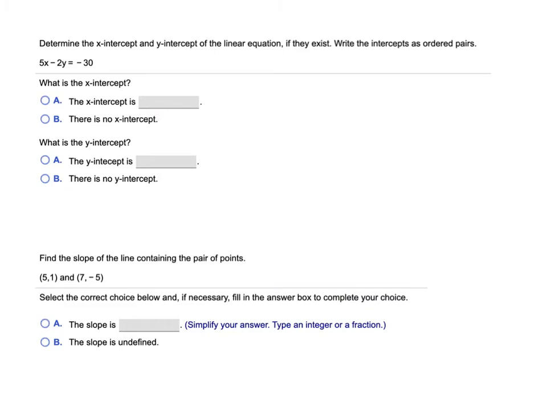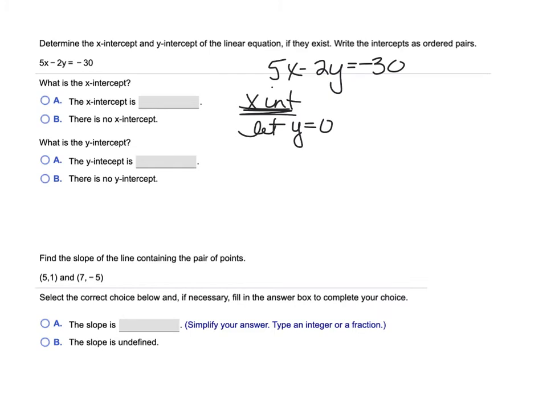Determine the x and the y-intercept of the linear equation. All right, so we have 5x minus 2y equals negative 30. So remember, for x-intercept, the rule is you let y equals 0. So if you're looking for the x-intercept, you let the y be 0 and solve. So let's plug it in. If we let y equal 0, we have 5x minus 2, and plug in 0 for y. That gives me 5x equals negative 30, and we can solve pretty easily. x equals negative 6.